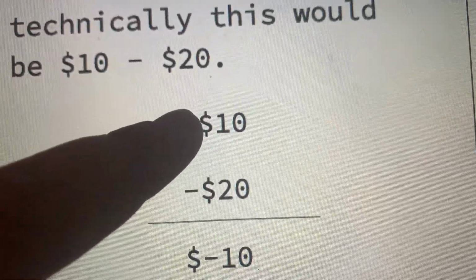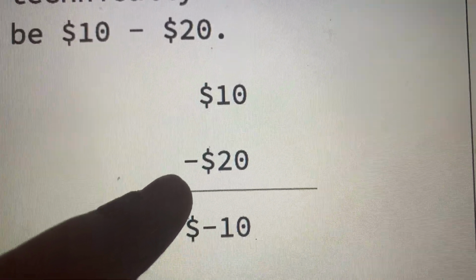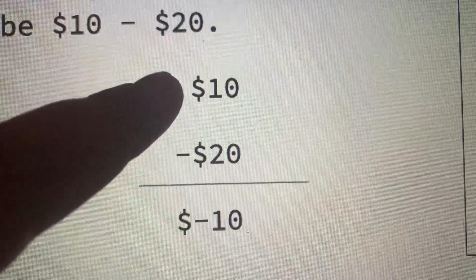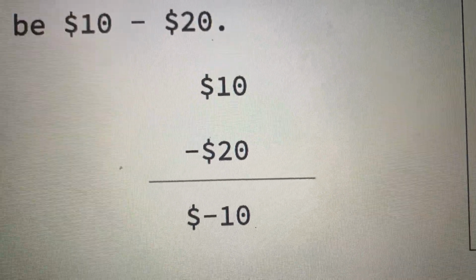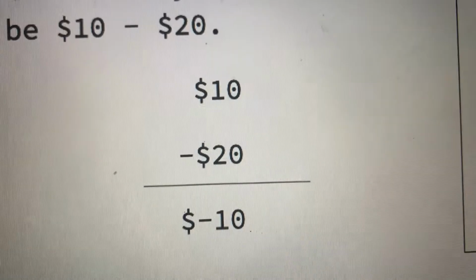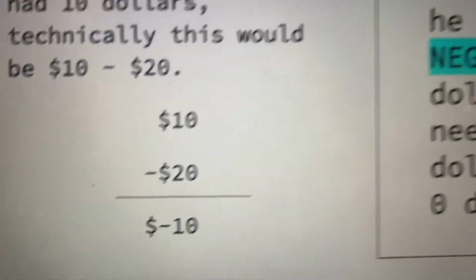If the number on the top is smaller than the number on the bottom, that means that you're going to have a negative number. But if the number on the top is bigger than the number on the bottom, that means that you are going to be having a positive number. Hopefully that makes sense for everyone.